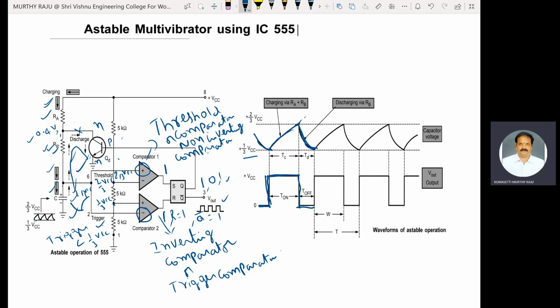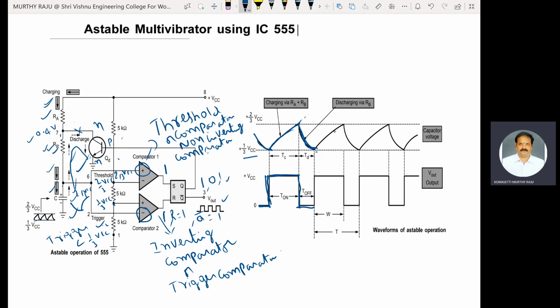Whenever the capacitor voltage reaches one-third VCC, that is nothing but the trigger voltage. When the trigger voltage is less than one-third VCC, the output of comparator 2 is high. Q is high, Q dash is low, and the transistor is driven into cutoff mode.